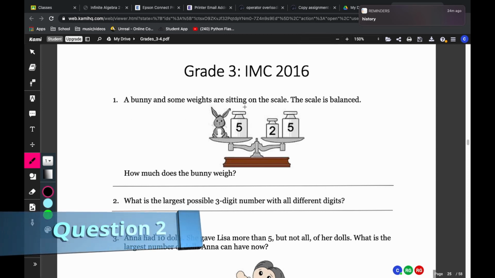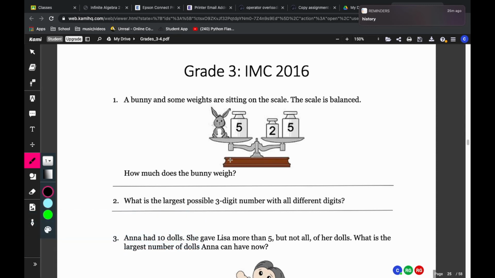Okay, moving on to number 2. What is the greatest possible 3-digit number with all different digits? 3-digit number with all different digits. So that would be 987 because, I'm going to draw a little diagram.